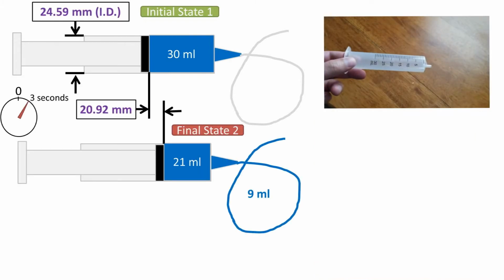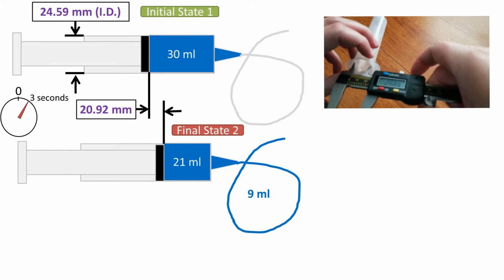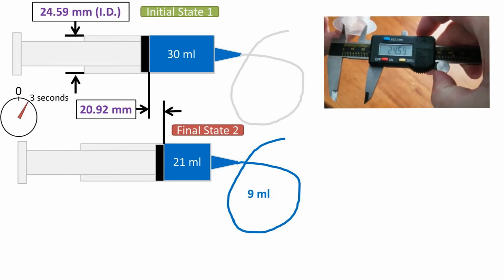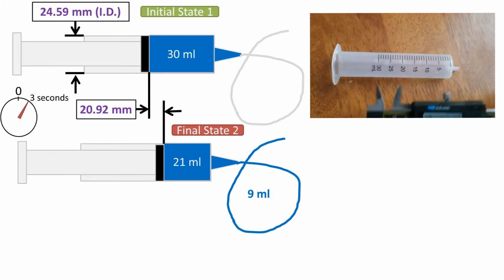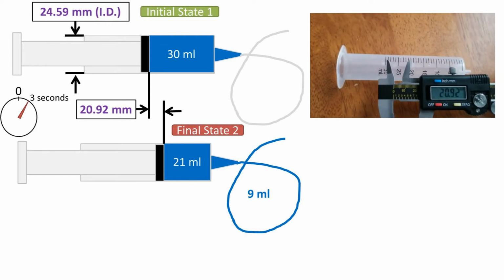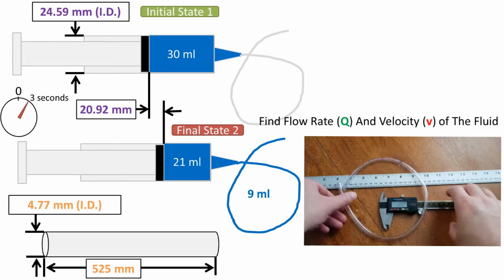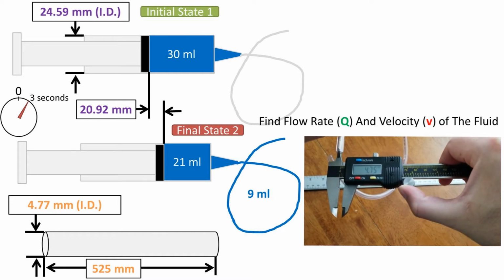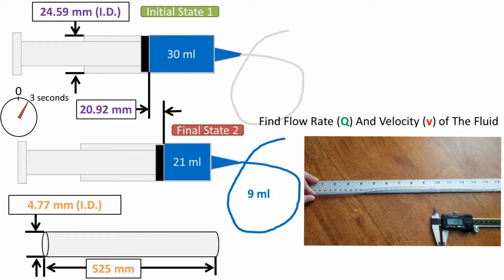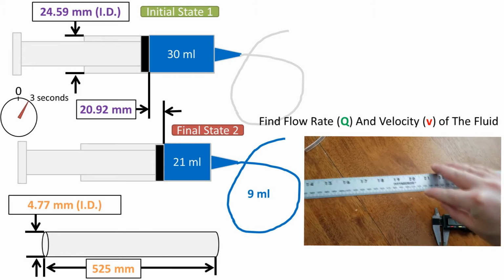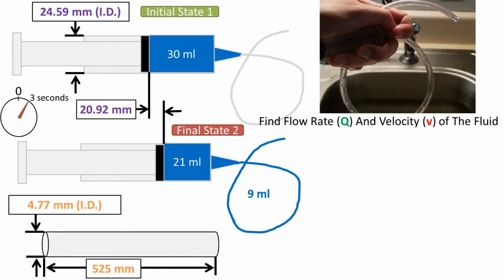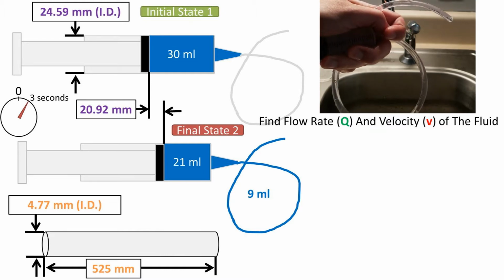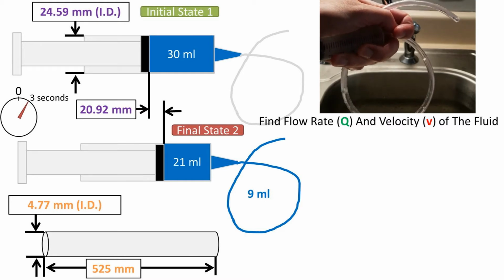I have collected the measurement for the syringe internal diameter, which is 24.59 millimeters, and the length of the compression, which is 20.92 millimeters. The hose the fluid is running through has an internal diameter of 4.77 millimeters and a length of 525 millimeters. We want to find the flow rates and velocity of the fluid going through the syringe and small tube. I'll be solving this for the values multiple ways to show how everything lines up.